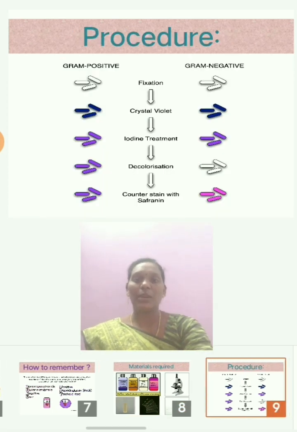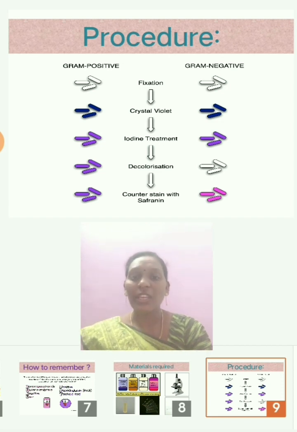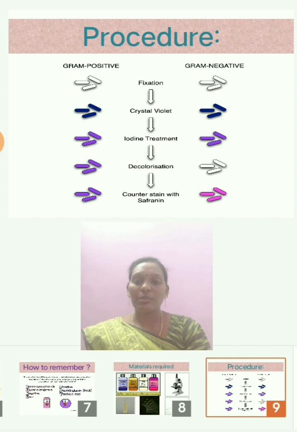The procedure for doing this experiment is, first you have to make a bacterial smear on the glass slide with the help of an inoculation loop. The smear should be transparent so that you can visualize the cultures easily. So the smear should be thin. Then after drying the smear, you have to heat fix the smear.